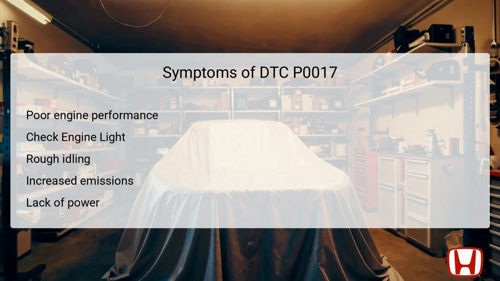When DTC P0017 is active, drivers may experience several noticeable symptoms. Poor engine performance is often at the forefront, leading to a lack of acceleration and decreased fuel efficiency. The check engine light will also typically illuminate on the dashboard, signaling an issue that requires diagnostic evaluation. Rough idling may occur, characterized by fluctuations in engine speed and stability when stationary.